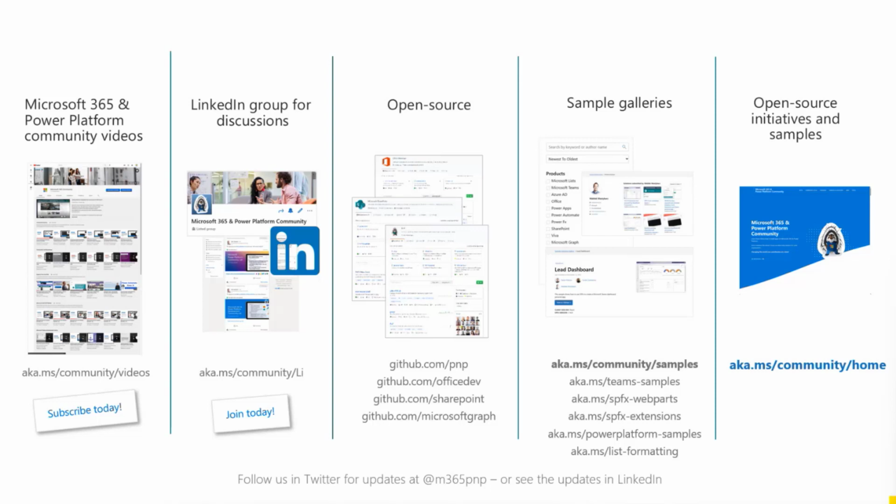But you don't need to remember all these URLs. You only really need to remember one, and that will get you access to all of the amazing resources that you see available. And that is aka.ms/community/home. So check it out, and it'll give you access to everything.